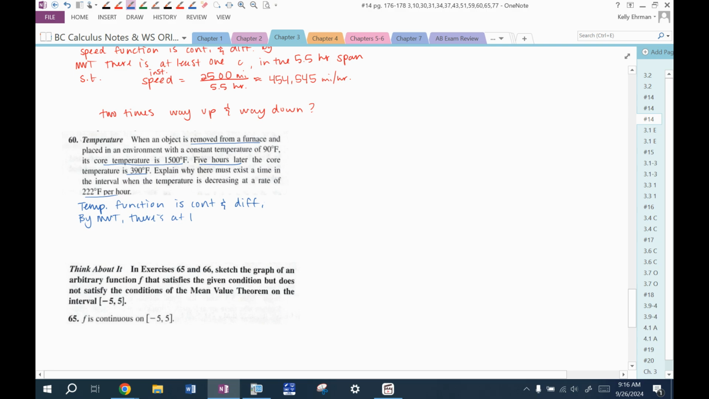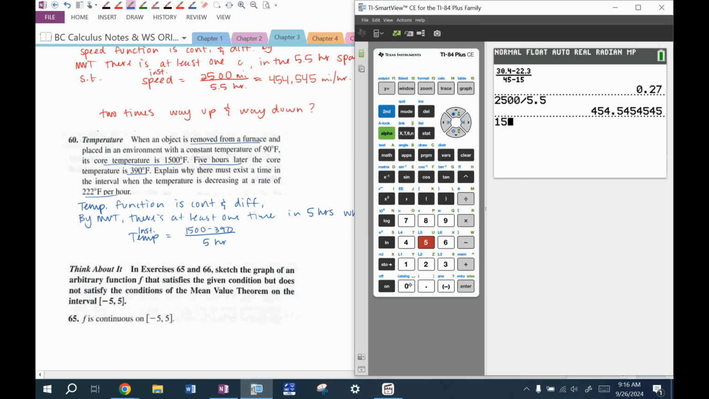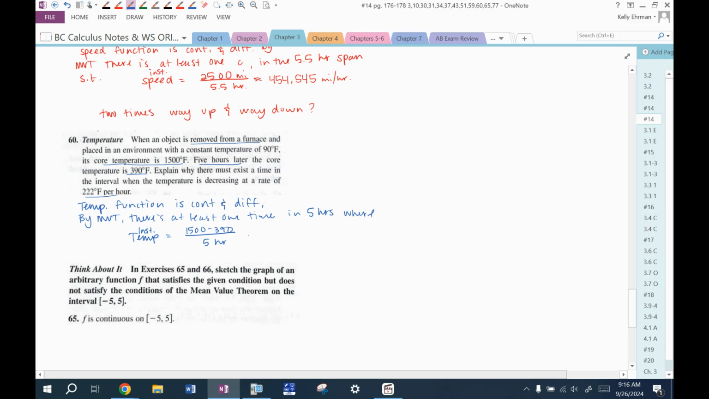there's at least one time in the 5 hours such that the instantaneous temperature is equal to the average drop: 1,500 minus 390 in a span of 5 hours. So 1,500 minus 390, divided by 5, comes out to exactly 222. So there's got to be at least one time where that's true.